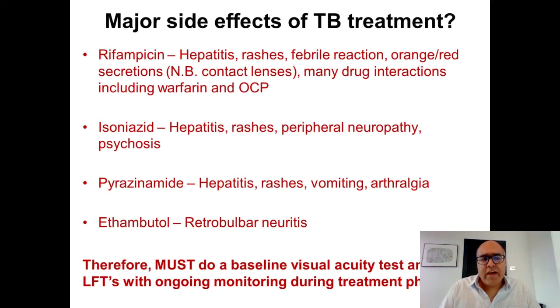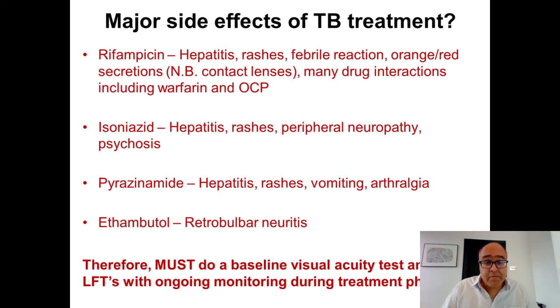And also there's many other drug reactions with anything essentially which is metabolized through the liver. So we have to be very careful about other drugs which are commonly metabolized via the liver mechanism. Isoniazid, again, can cause significant hepatitis, rashes, peripheral neuropathy, which we talked about already, and also in some cases psychosis. So again, you have to be very careful if that happens. For example, if that results, then patients may want to leave hospital if they haven't got mental capacity. So that can be quite challenging if you have to deal with that situation.